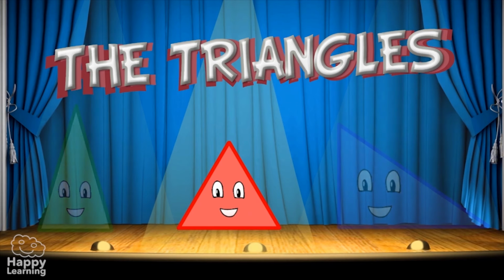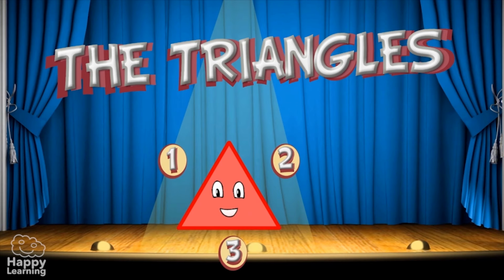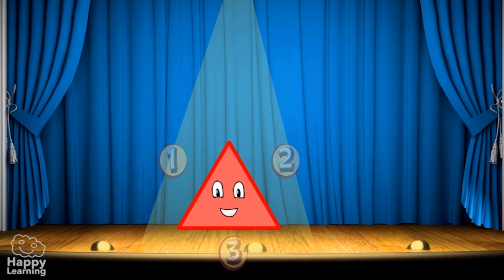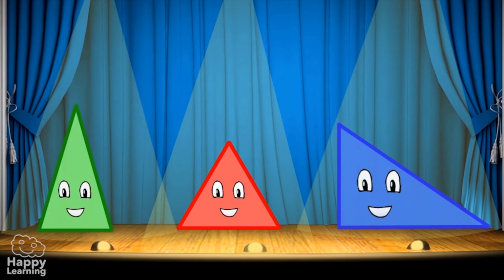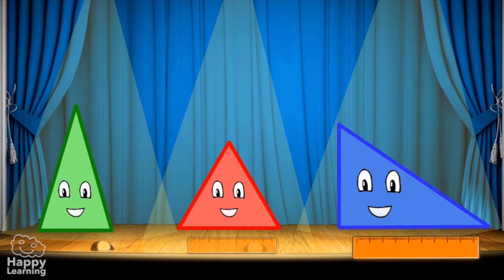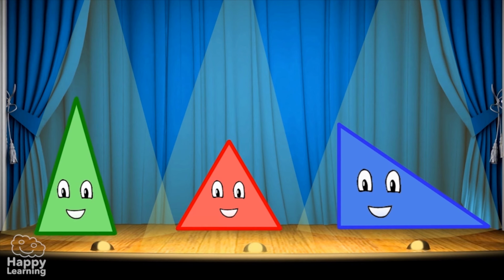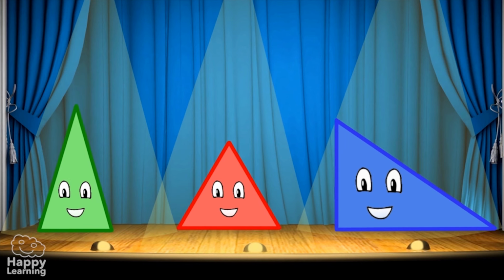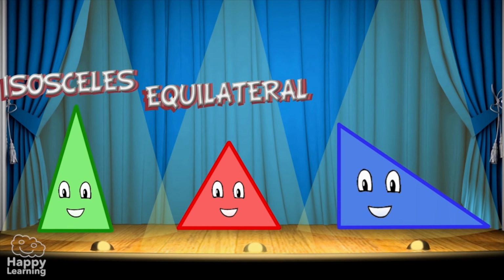Triangles are polygons with 3 sides. See? 1, 2, 3. But there are different kinds of triangles, and we classify them by the length of their sides. Using this classification, we get 3 types of triangles: isosceles, equilateral, and scalene.